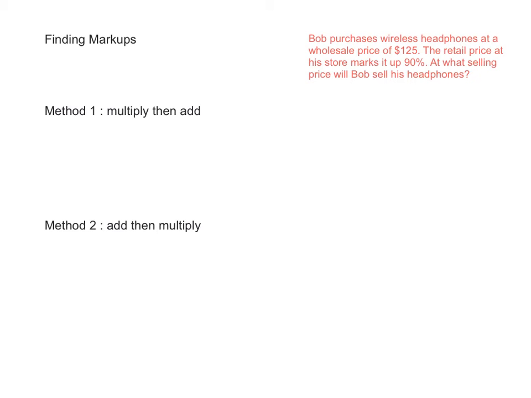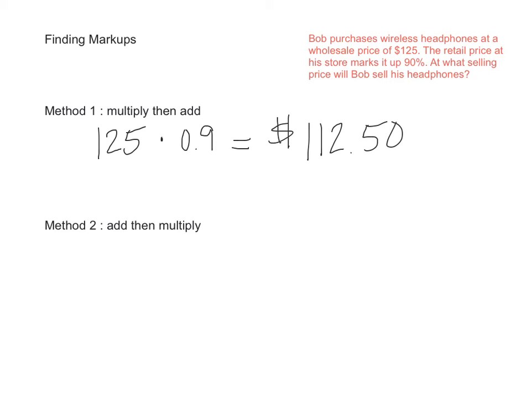We're going to multiply 125 times 0.9, because we are paying 90% above his cost of a wholesale price. So we take 125 times 0.9, and that is $112.50. We're not done yet. This is the amount added as a markup to his wholesale price of $125.